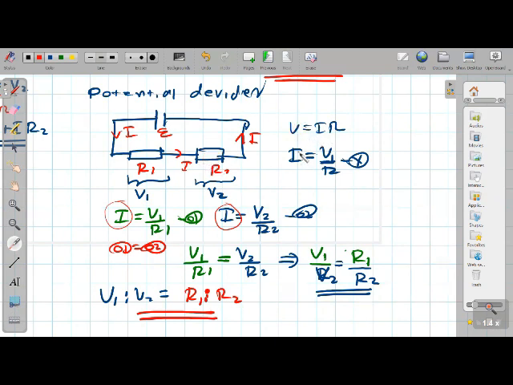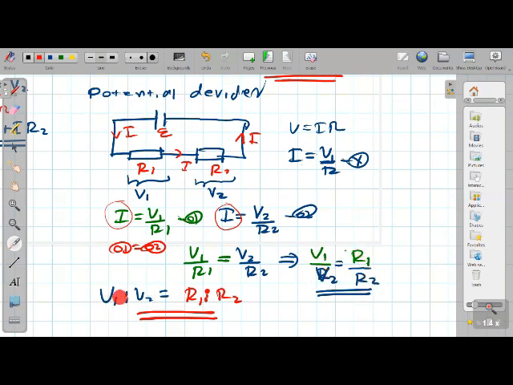We have to know one thing. Current always equals voltage over resistance. So according to this, what is the current across this one? V1 over R1. What is the current across this one? V2 over R2. We know that the current is going to be constant throughout, so equation 1 equals equation 2. V1 over R1 equals V2 over R2, and we can rearrange it as V1 over V2 equals R1 over R2.